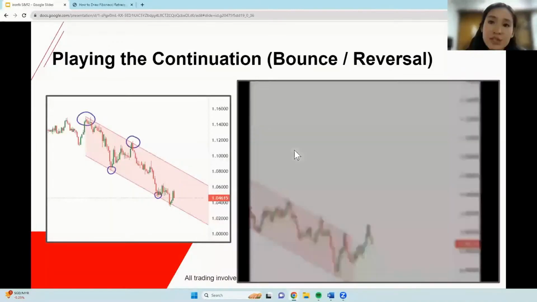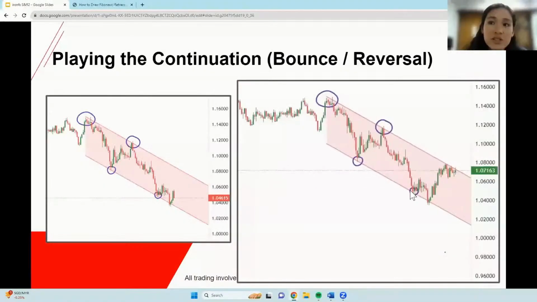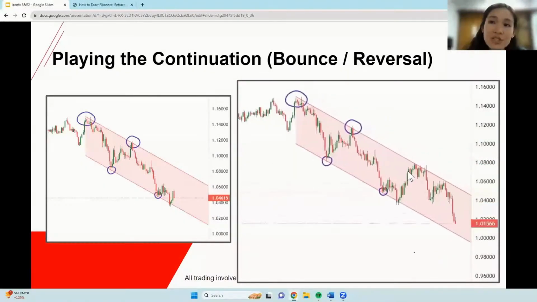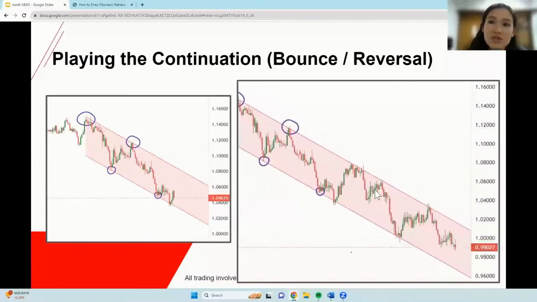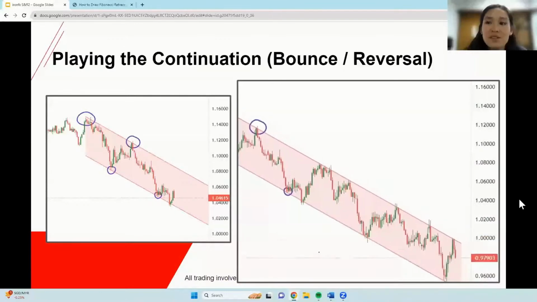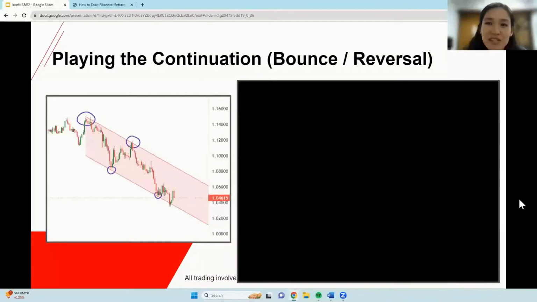Okay, so if you were to put your entry over here, I made a buy entry to this trend channel here, and then you did that a couple of times, you would have made a lot of profit.